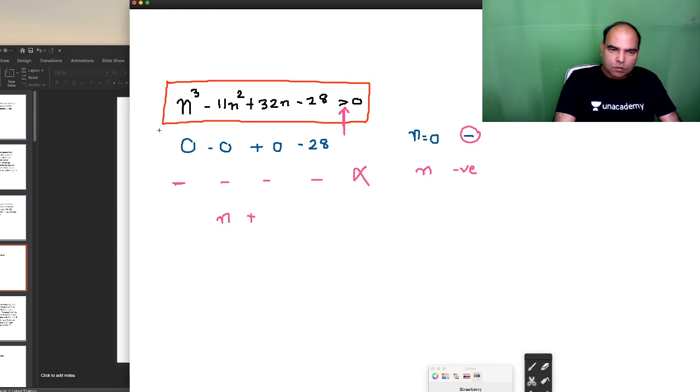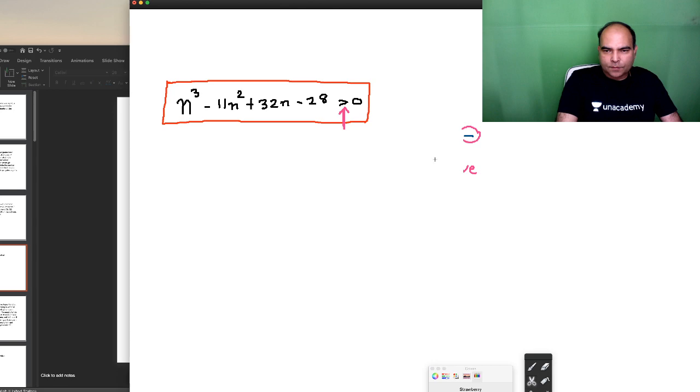So for positive values of n, when you start to check and you do a random check at n equals 1, here your calculation speed and calculation skills come into the picture, कि कितने numbers पे check करना पड़ेगा, you have to be ready for that. So n equals 1 पे 1 minus 11 plus 32 minus 28, we can clearly see that the negatives are larger than the positives.